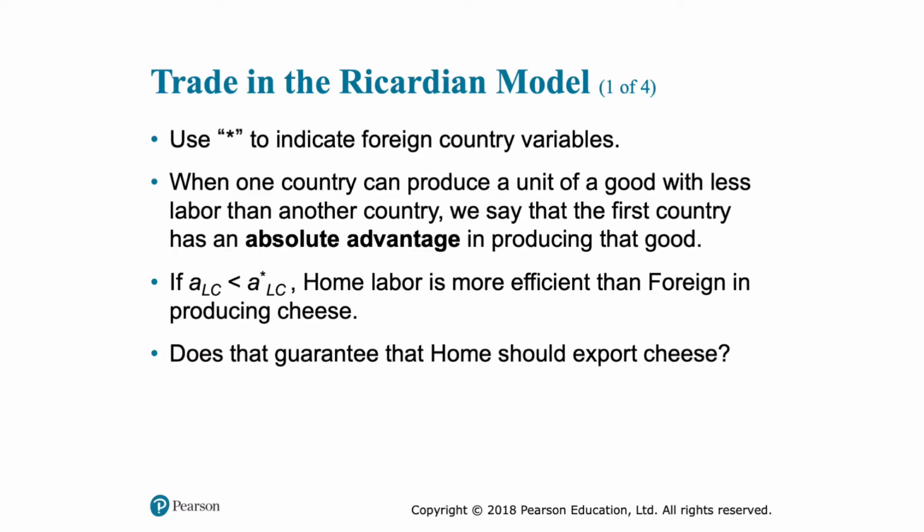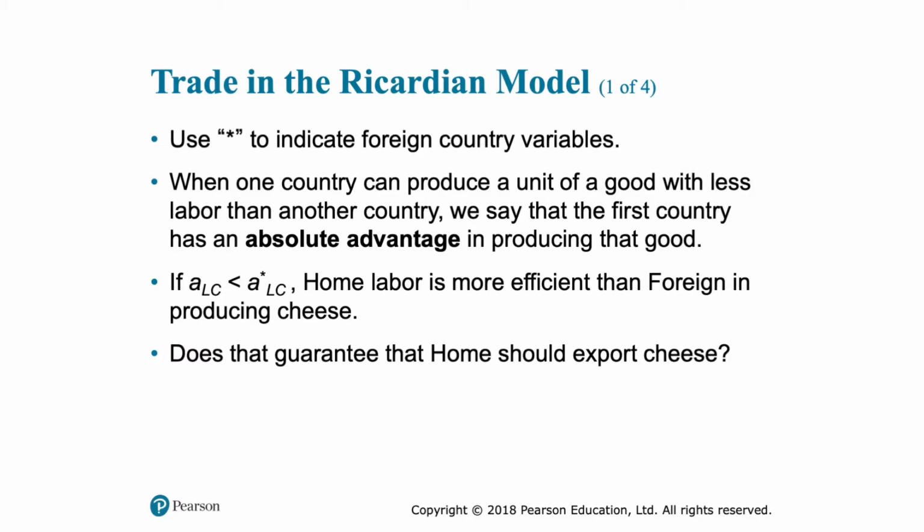of the Ricardian model. So, okay, now we got this slide. Use star or asterisk to indicate foreign country variable. I already explained star means foreign countries. When one country can produce a unit of good with less labor than another country, we say that the first country has absolute advantage in producing that good. I already explained absolute advantage, right? So high marginal product of labor, high MPL, or low AL, unit labor requirements, means absolute advantage.